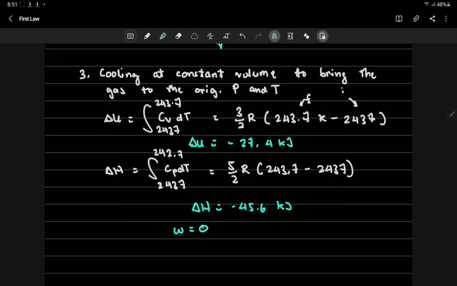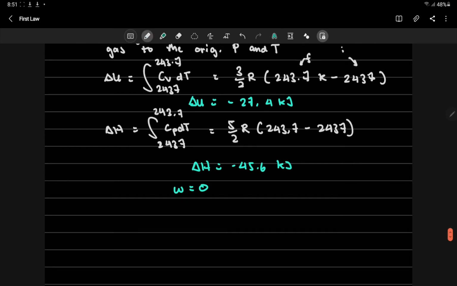And finally, yung ating heat is just equal to your delta U for an isochoric process, kasi step 3 is an isochoric process, constant volume. So therefore Q is whatever you obtained na value sa delta U, which is minus 27.4 kilojoules. So highlighting our fourth answer here, kompleto na yung heat, work, delta U, and delta H.